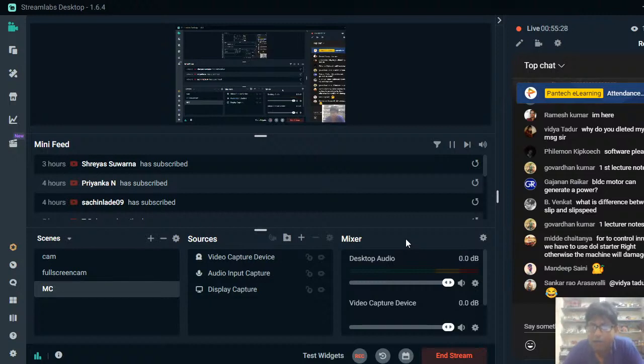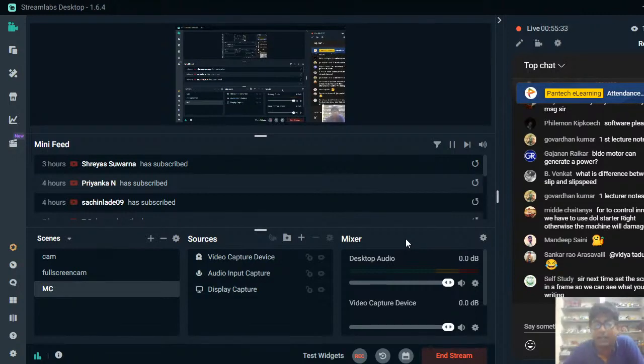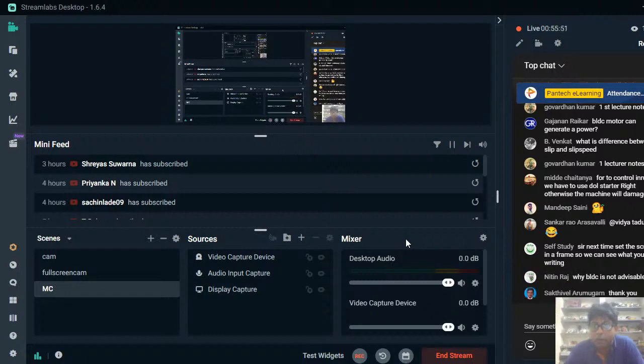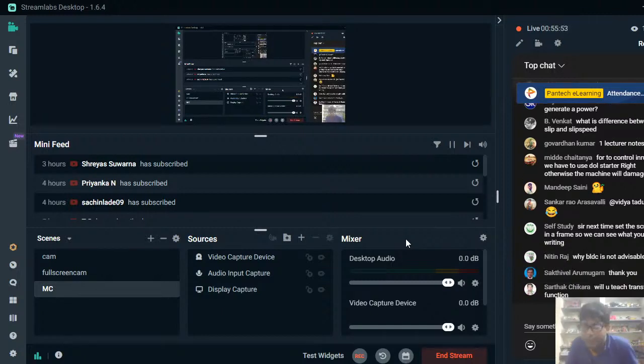How that hard starting is converted to soft starting, I will explain this. Next time set the screen in a frame so we can see what you are writing. Oh, while I was writing you can't see? No, because there are a lot of limitations.